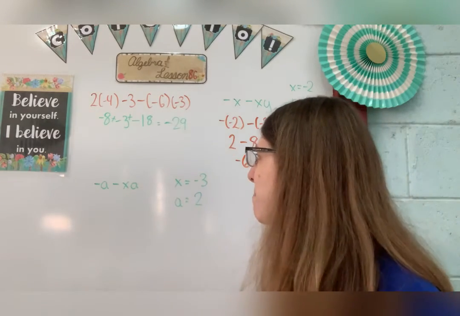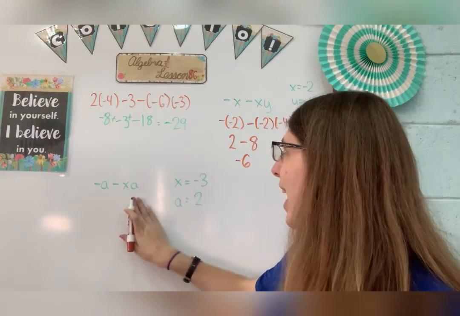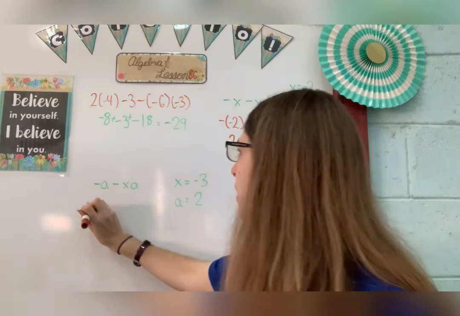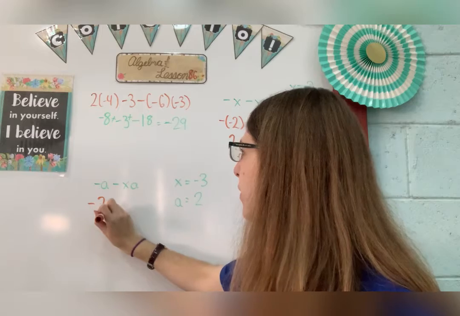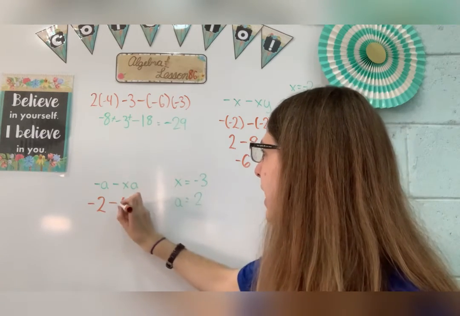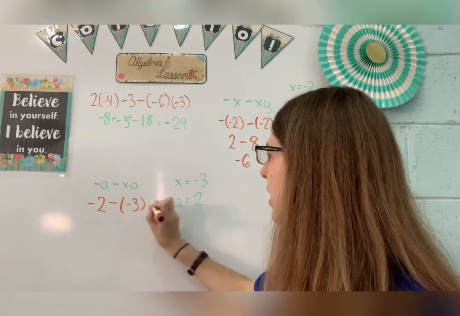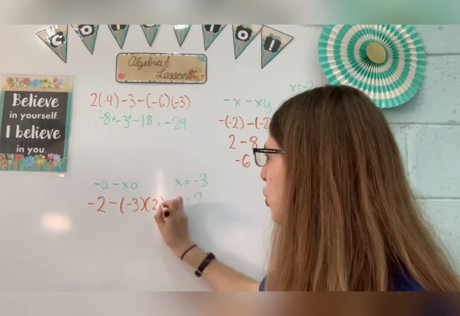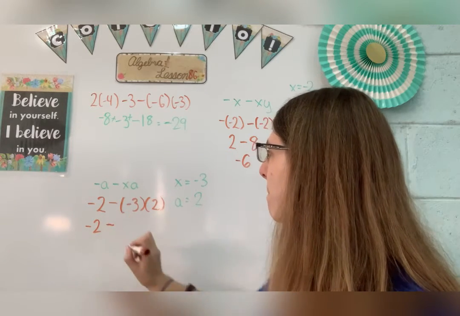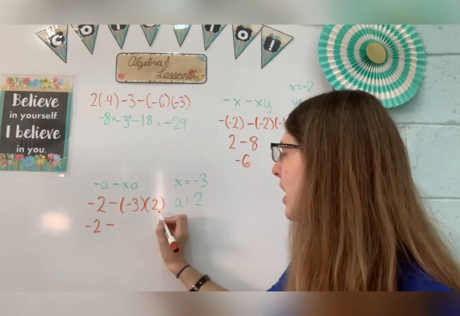Okay, let's try this one. -a minus x times a. So a is 2, so it's a -2. Minus x is -3 times a is +2. So I don't do anything yet with my -2. Minus -3 times a +2.